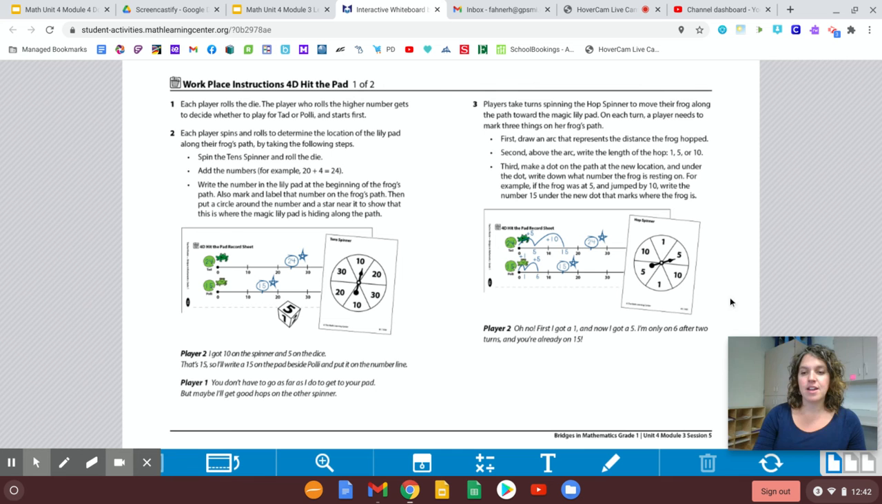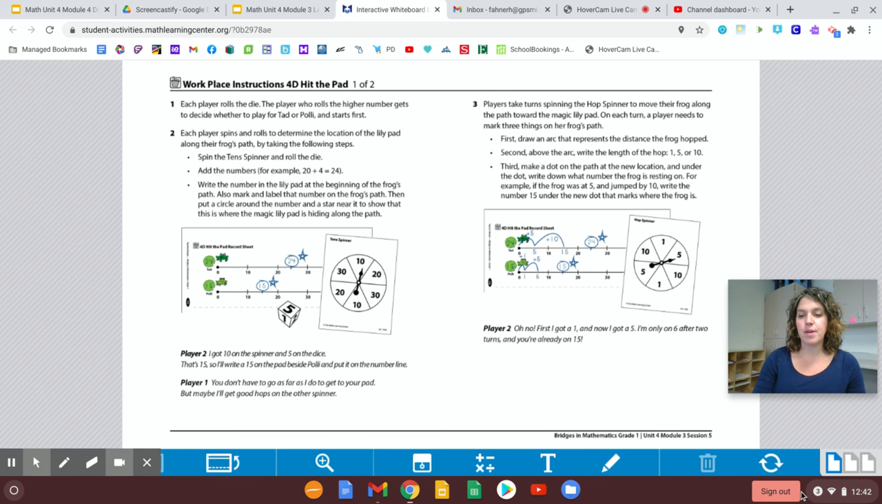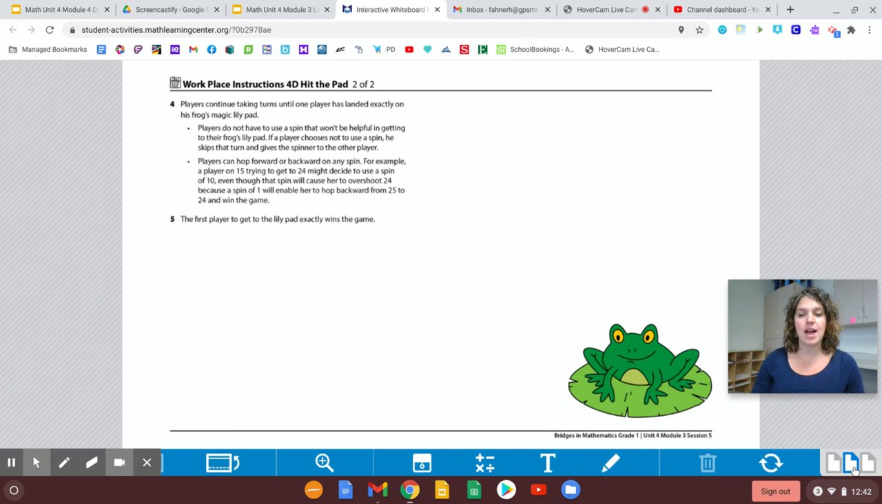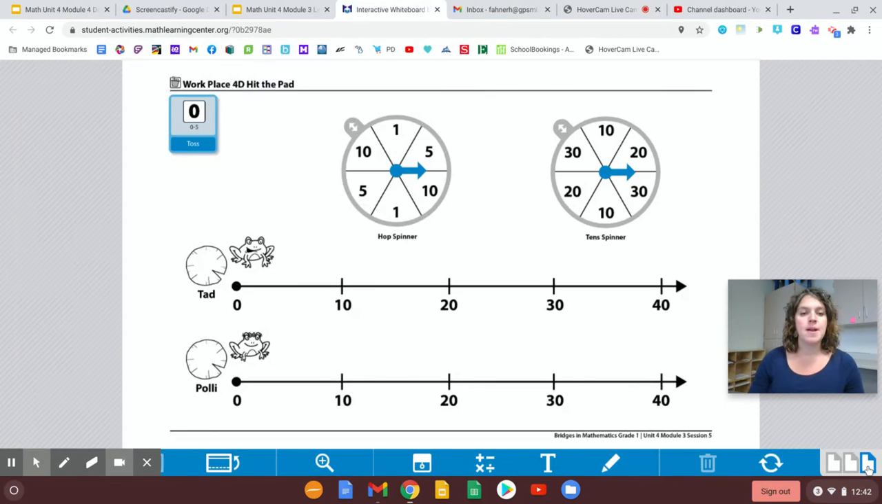So here, you're going to play with a grown-up or someone else in your household. One of you will be Tad, and one of you will be Polly. And we're going to try to get to our magic lily pad. Now, before, we were able to get to our magic lily pad by adding tens, fives, and ones the way we wanted to. So we could say, oh, it's 22. So I'm going to go 10, 20, 21, 22.